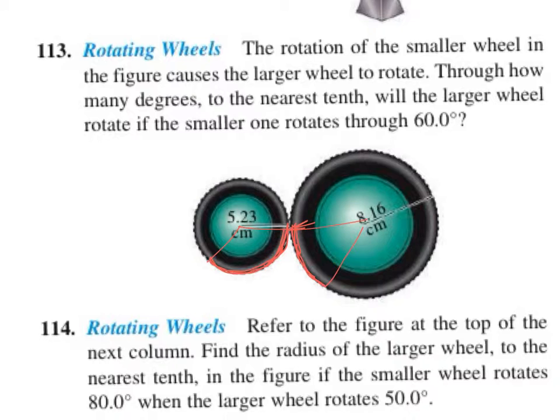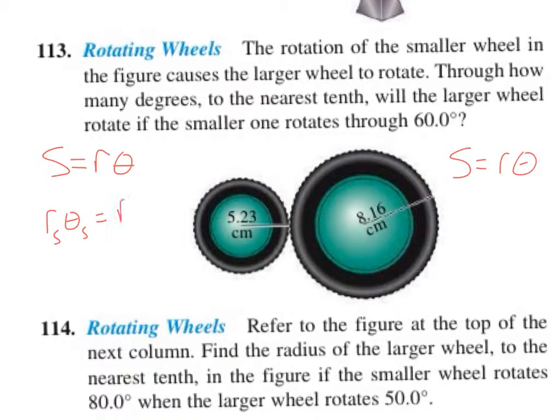So we'll get started here with how we set this up now. I'll clear that off. Since the arcs are equal to each other, one thing we might challenge ourselves to do is make a relationship here of S equals R theta for the smaller wheel and S equals R theta for the bigger wheel. And what we could really do then is say, well, R theta of the small wheel would then be equal to R theta of the big wheel.